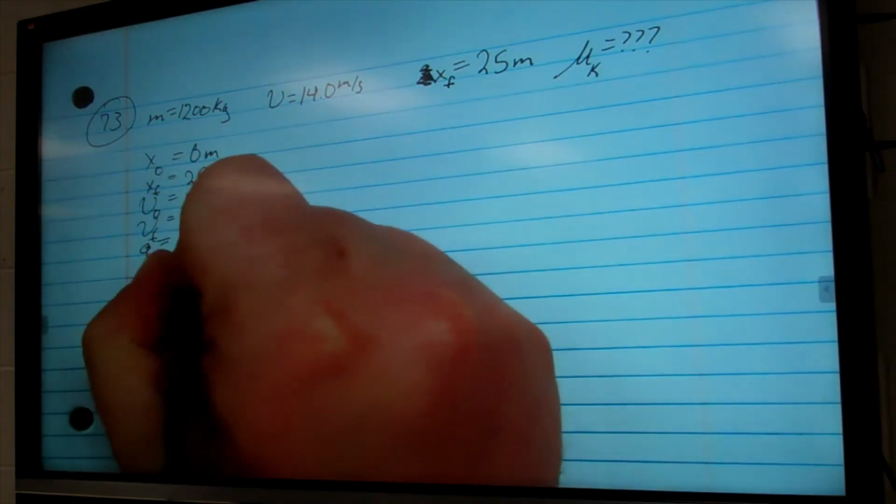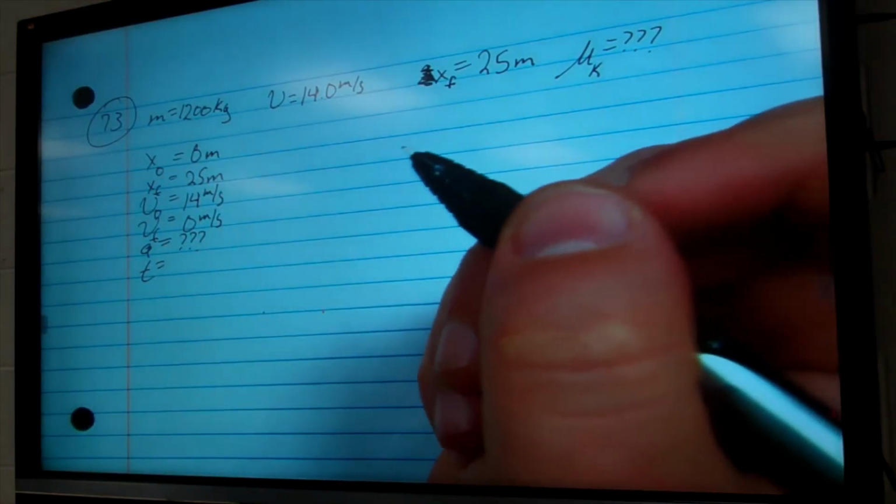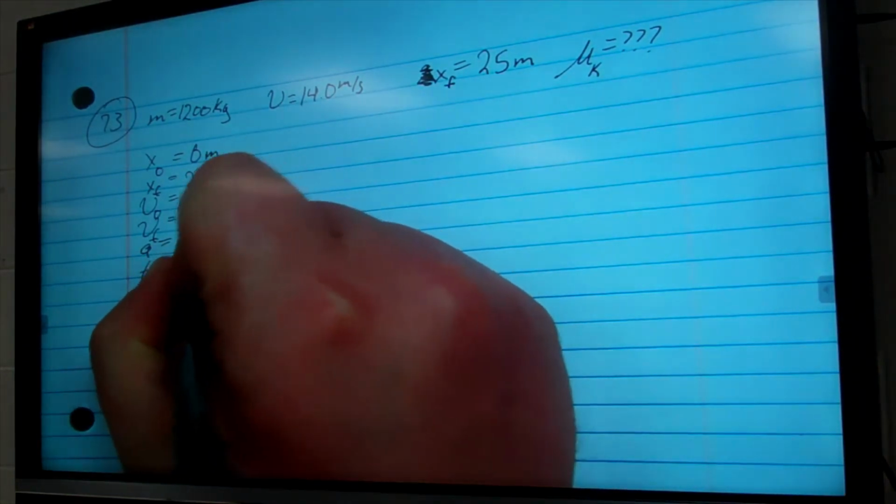Why would acceleration be negative? Because it's acting against you, because you're slowing down. We don't know the time. Nope, you're slowing down. No. Oh boy, what are we going to do?